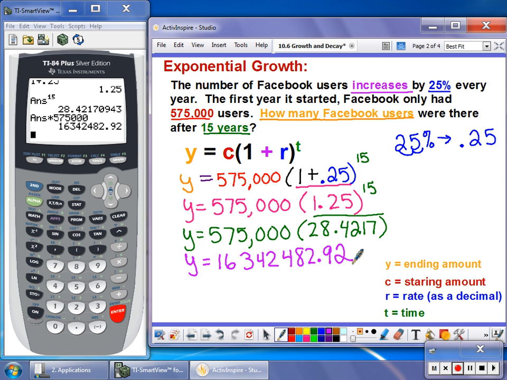And the question says, how many Facebook users? So this, I know, is referring to an amount of people, because these are the number of Facebook users we have. And we can't have fractions of people.